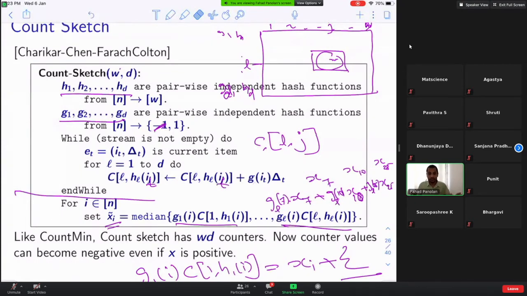So are the steps of the algorithm okay? Now we are going to do the analysis. Any question? Please ask now.